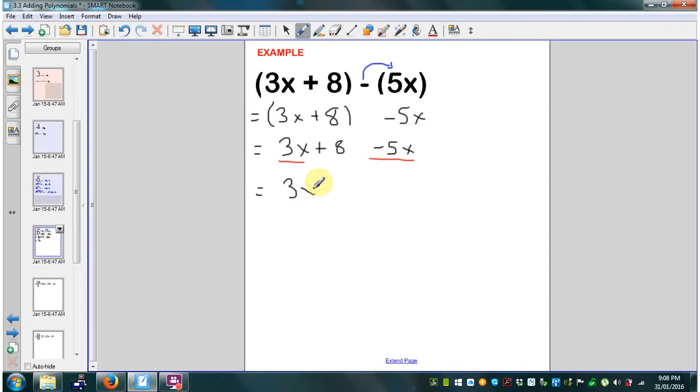3x minus 5x plus 8. So I'm just going to bring that term down. I had no like terms. I'm going to put together my like terms here. 3x subtract 5x is really minus 2x. And this never changed, plus 8.